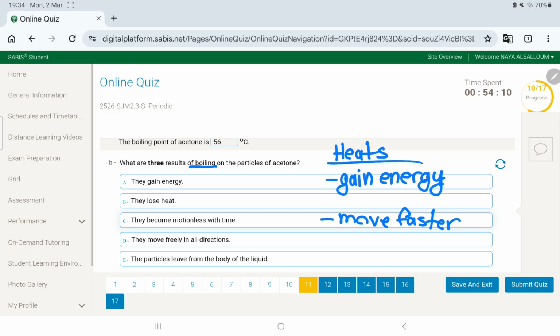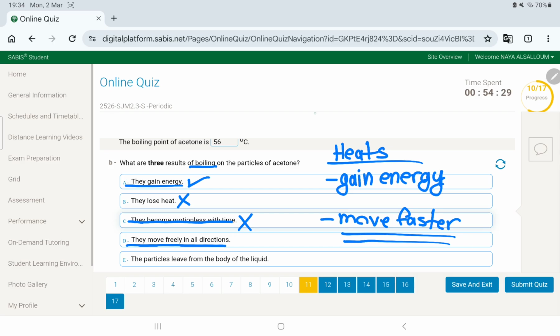And let's just see the other ones. They gain energy. Yes, because the particles, they move faster. They lose heat? No, because it's boiling. Motionless, we said. No particle is motionless. Nope. They move freely in all directions.